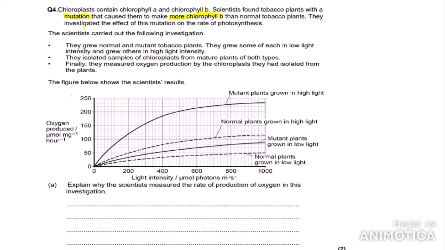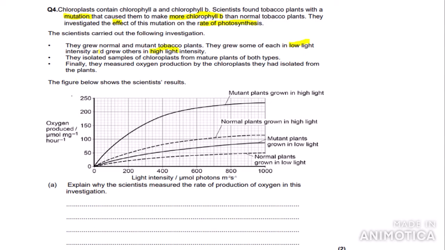They investigated the effect of this mutation on the rate of photosynthesis. So they are investigating the rate of photosynthesis, so we can highlight that. The scientists carried out the following investigation. They grew normal and mutant tobacco plants. They grew some of each in low light intensity and grew others in high light intensity.